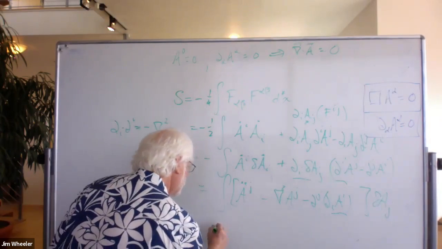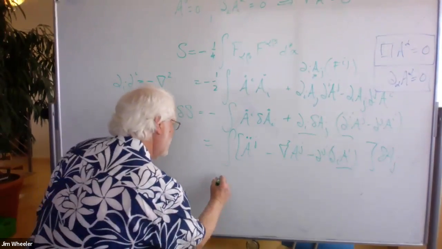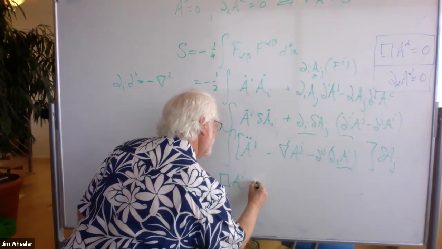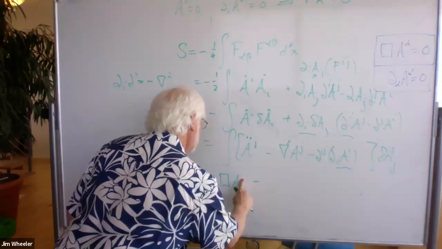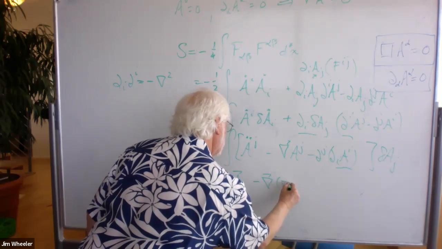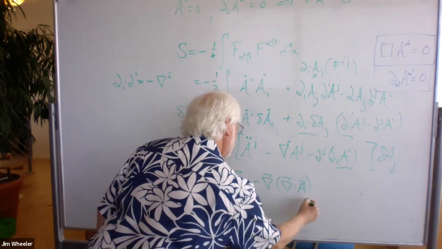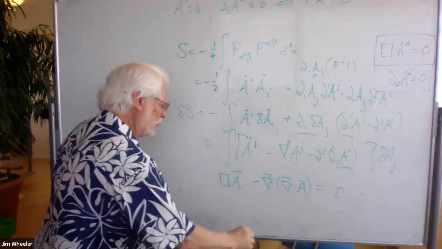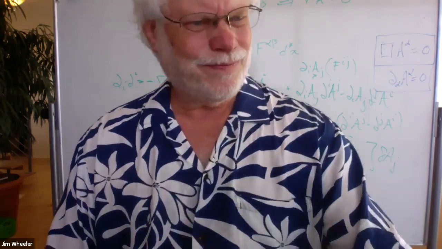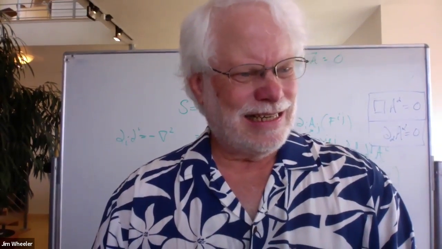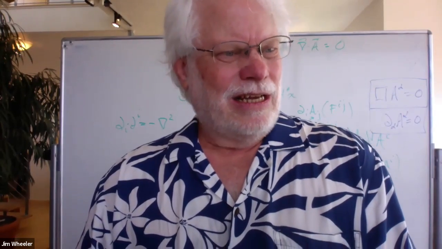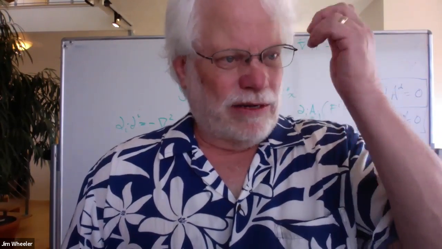The field equation is just box A, well, box A vector minus grad div, like this, equals 0. So this is going to go away as a gauge condition, and then we get a pure wave condition. So now we can write plane wave solutions.